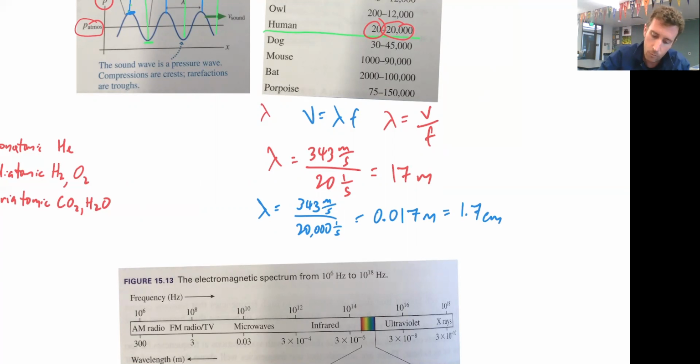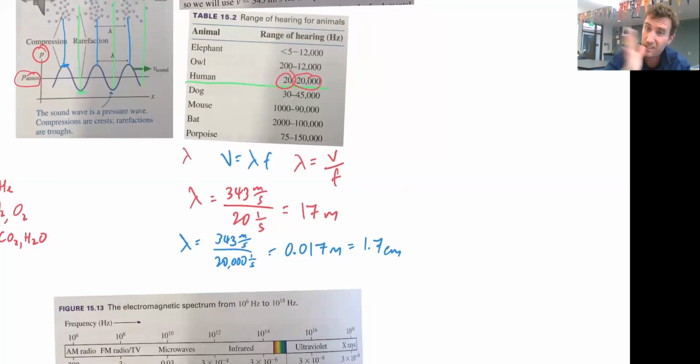And then lastly, what about at 500 hertz, which is kind of like the sound of my voice-ish? For that one, wavelength equals 343 meters per second over 500. 343 divided by 500 gives me 69 centimeters.